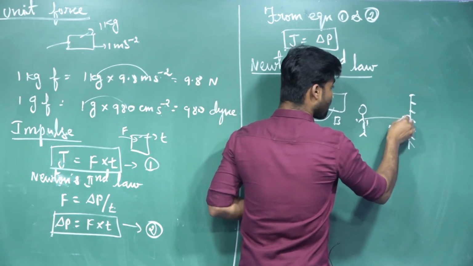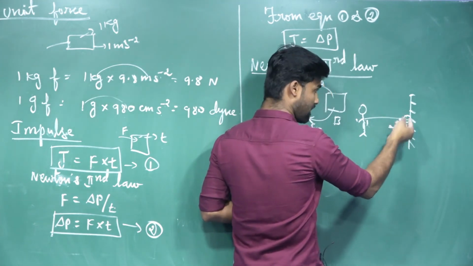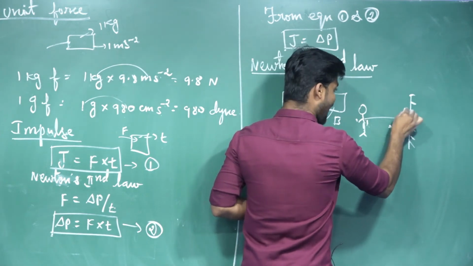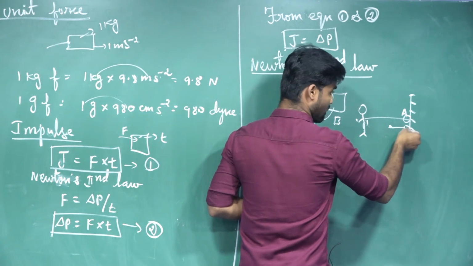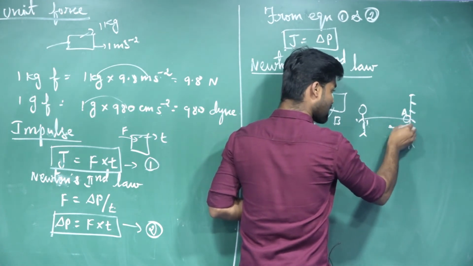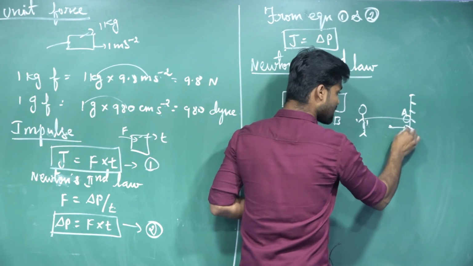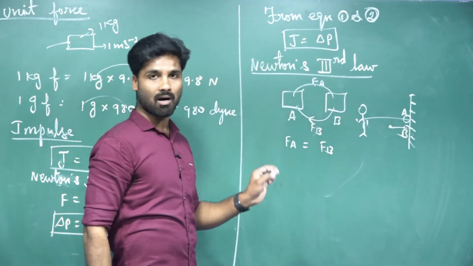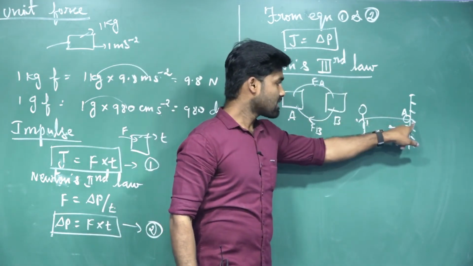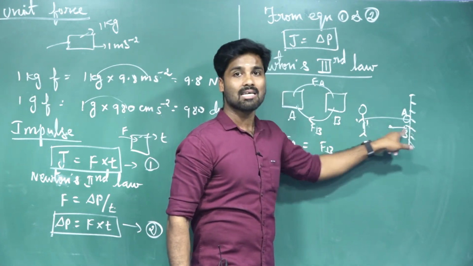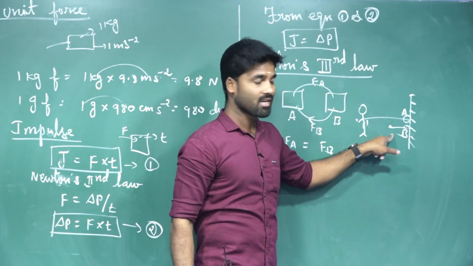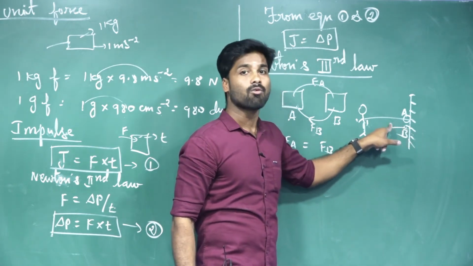The ball hits the wall, that is said to be action, and the wall exerts some force on the ball and makes it rebound. That is said to be reaction. The ball hitting the wall is the action. The ball bouncing back is the reaction. Why is the ball bouncing back here? The wall exerts a force.